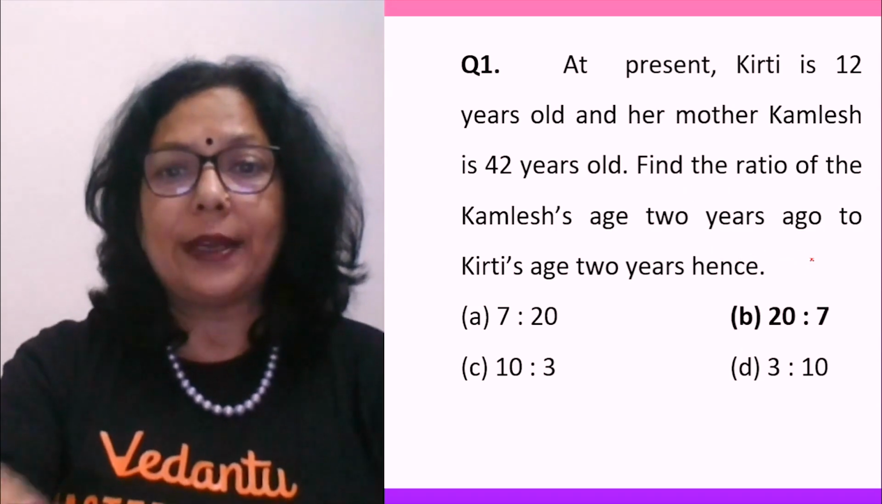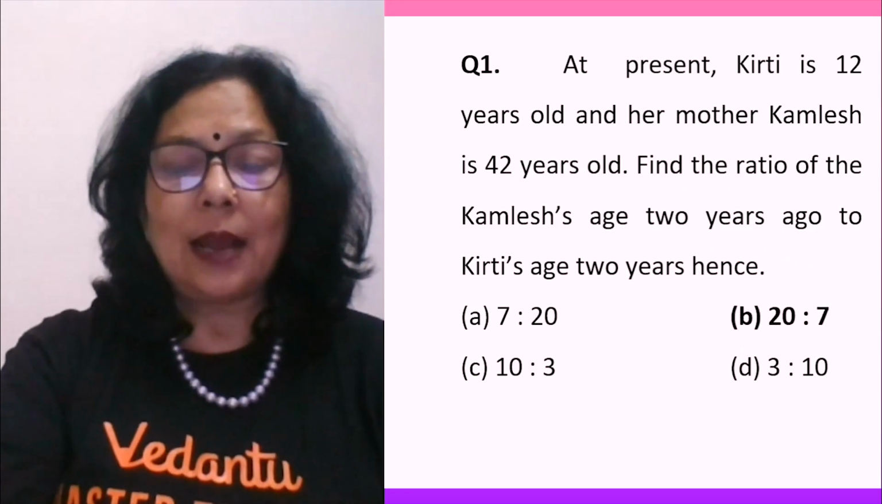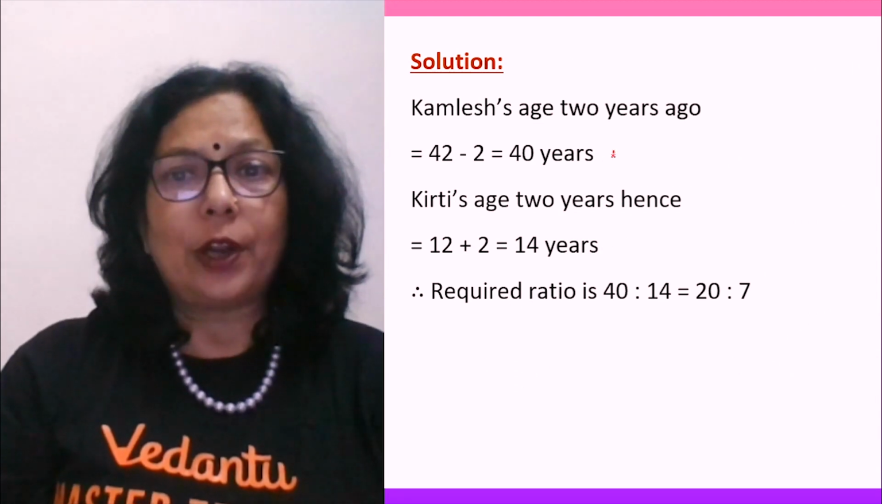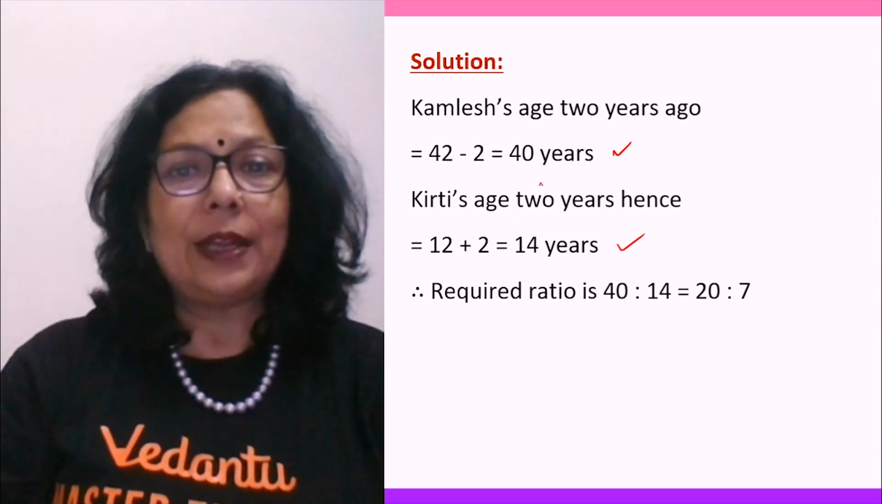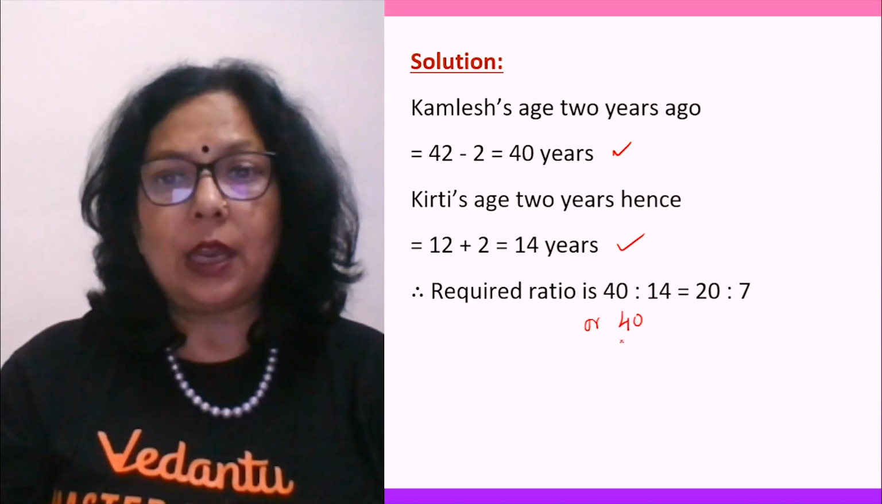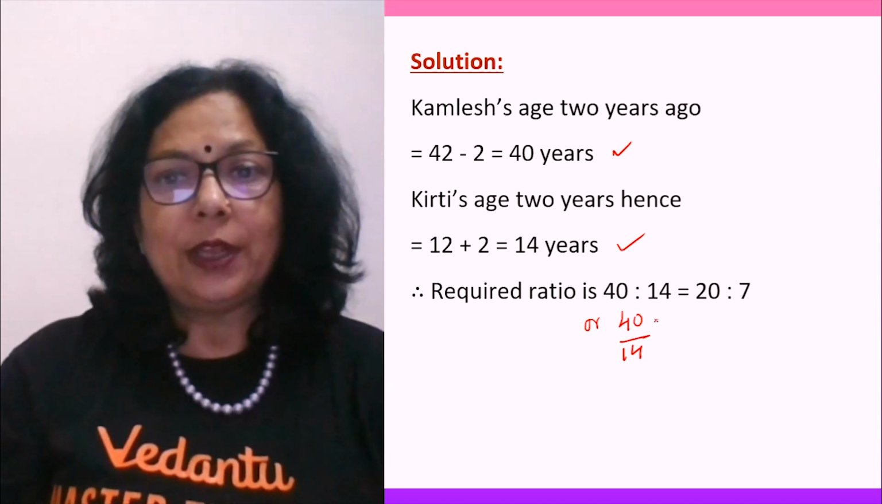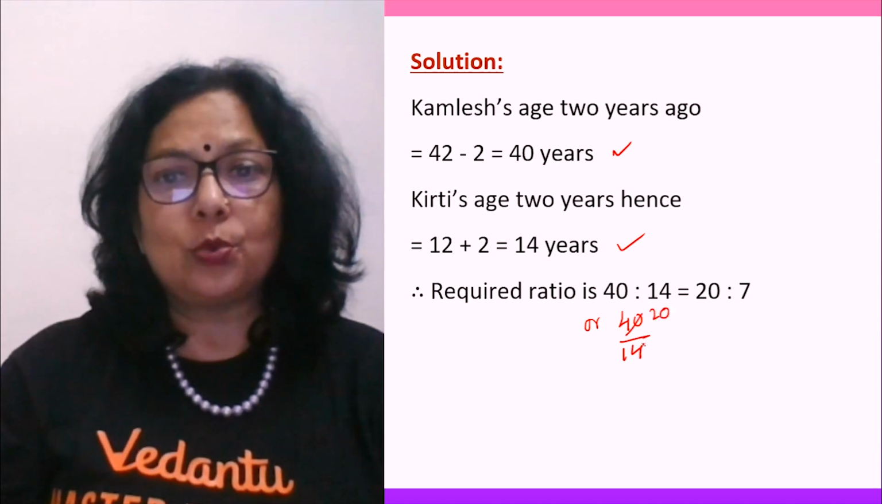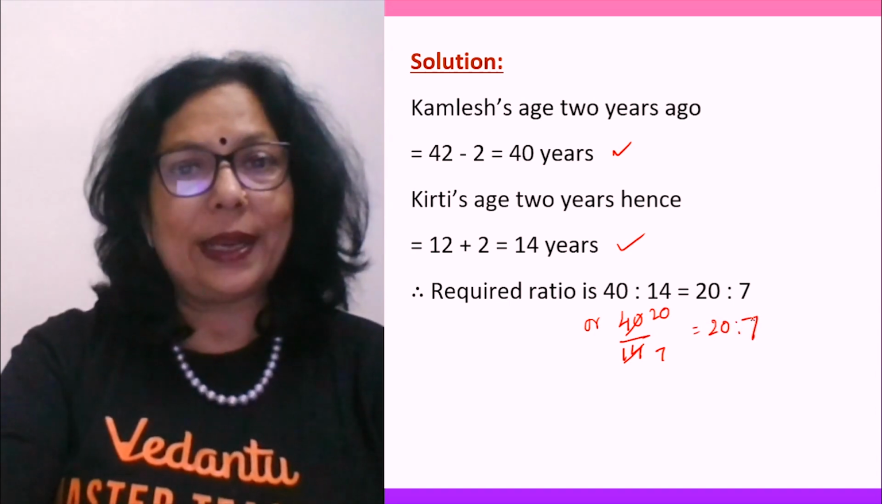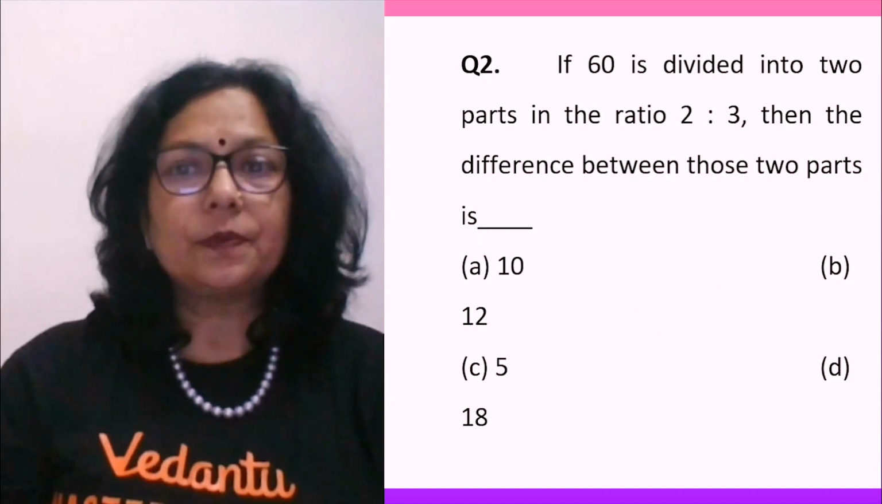So you have to find out the ratio. The answer comes to 20 is to 7. How? So Kamlesh's age is 40 years, Kirti's age is 12 plus 2, 14 years. Simply, ratio means 40 is to 14, or you can say 40 upon 14. When you cancel with 2, 2 twenties are 40, 2 sevens are 14, so you get the ratio 20 is to 7. So got it? It was very simple, isn't it?